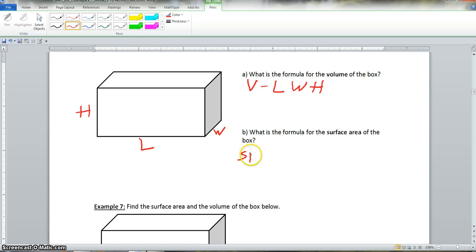Now, the surface area is equal to 2LW plus 2LH plus 2WH. Now this is 2 times the length times the width plus 2 times the length times the height plus 2 times the width times the height. Now this is how the formula is typically written. But since we're using capital letters, I need to rewrite this using the capital letters.